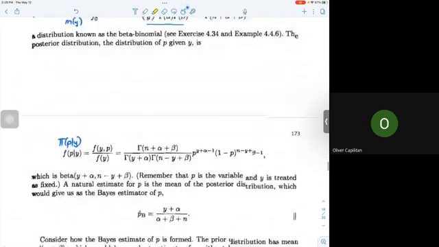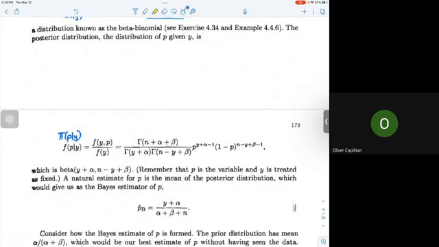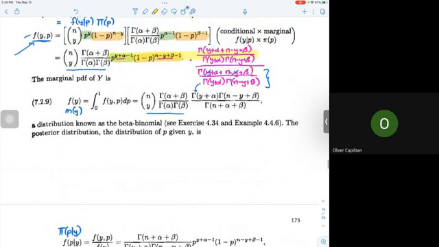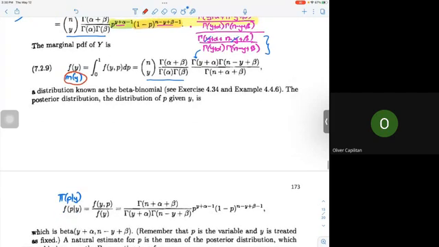Okay, so the posterior distribution now, we have this fractional expression: the joint of y and p divided by the marginal distribution of y. So if we look at it now, this is our joint. This is our marginal. Okay? M of y, that is. Marginal, M of y.